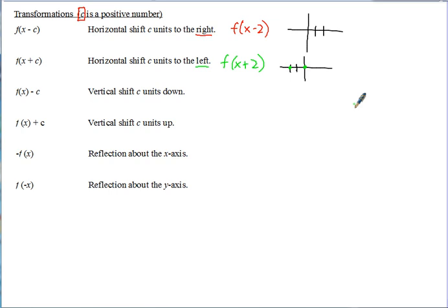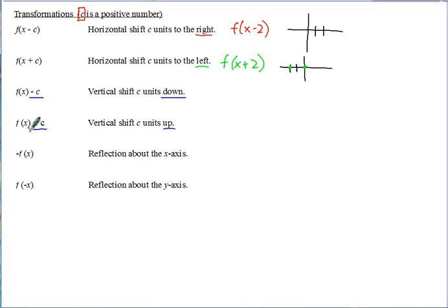All right, now the vertical shifts are a little easier to see. You have a number on the outside that's added or subtracted. If it's subtracted, you're just subtracting that value from the y-values, so that's shifting it down that many units. If it's added, then it's shifting it up, because you're just adding to the y-values.